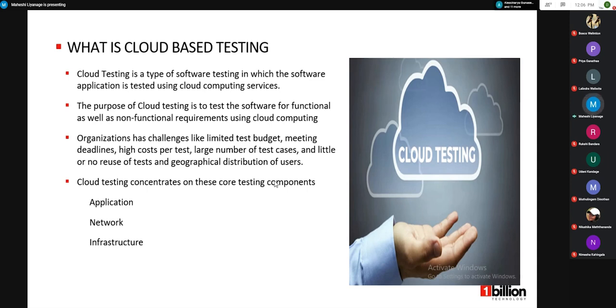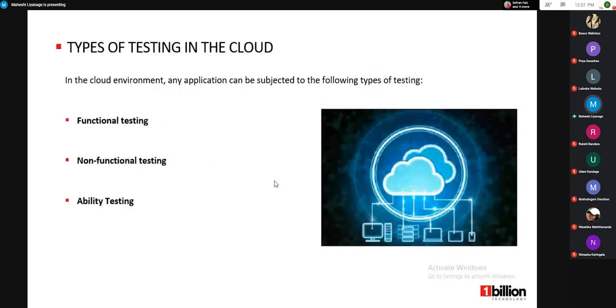If we take the network, this will include testing a variety of network bandwidths and protocols, and also the successful transfer of data through networks. And if we take the infrastructure, this will focus on disaster recovery, secure connectivity, and also backups and storage policies. So this is the simple introduction to what is cloud-based testing. We'll move to the types of testing in the cloud.